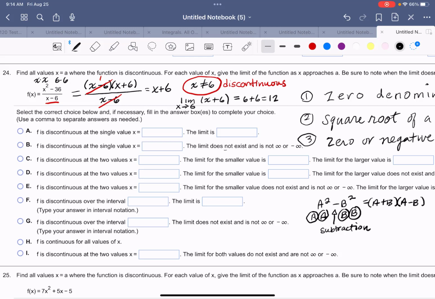And our limit is going to exist everywhere except at 6. The function is continuous everywhere except at 6. So let's see, which one of these choices is discontinuous at a single value, and the limit is, that's going to work right there. We only have one point of discontinuity, that's a 6, and we found our limit to be 12 at that value.